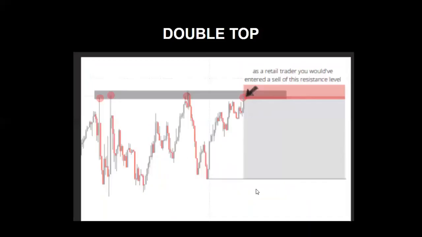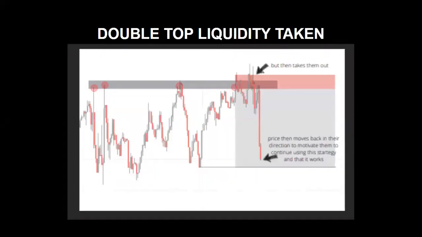So this is double top. You have double top as well. You can see here, as retail traders, you would have entered the sell here at a big resistance level, but you have to understand this. These are double top liquidity taken here. Can you see what happened here? It took them out, and that's all. So this is the liquidity here. These are the areas to pay attention to, where you have to be very careful before you enter.